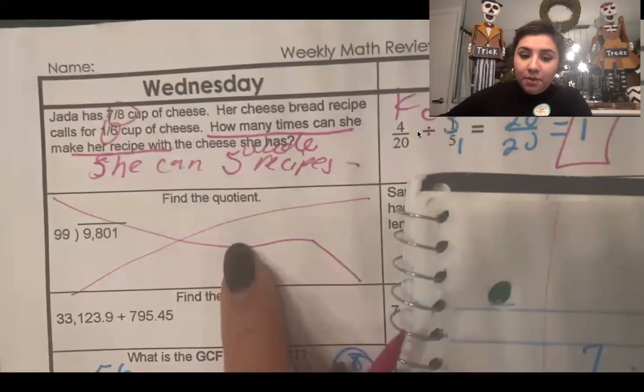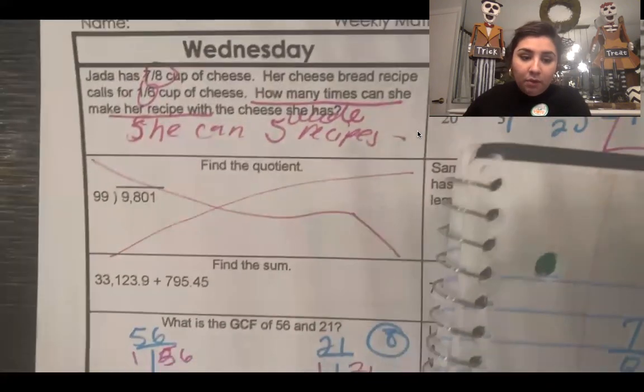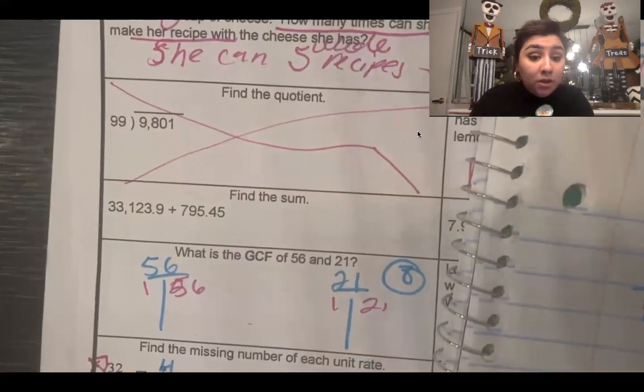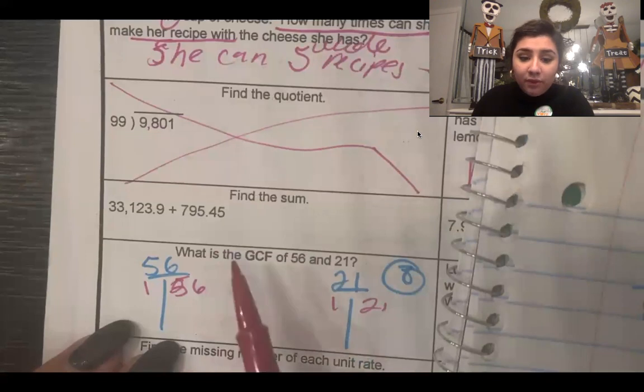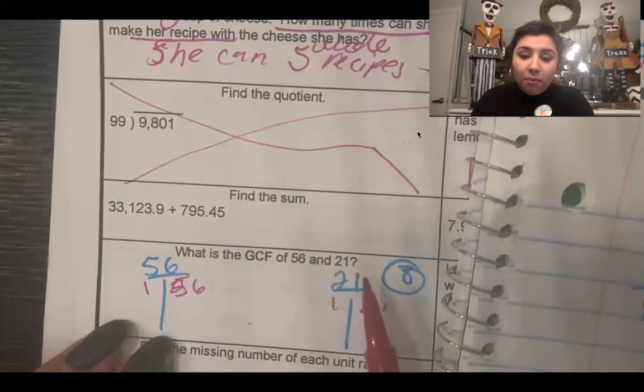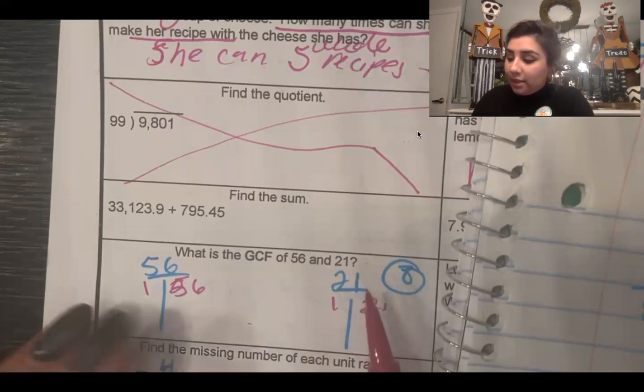All right, I'm going to go ahead and skip this one. I'm going to give you a break on that one. Finding the sum, you can do that. Just line up the decimal. Adding is always good. Greatest common factor of 56 and 21. Whenever I find my common factors for these two, 8 is the greatest common one.